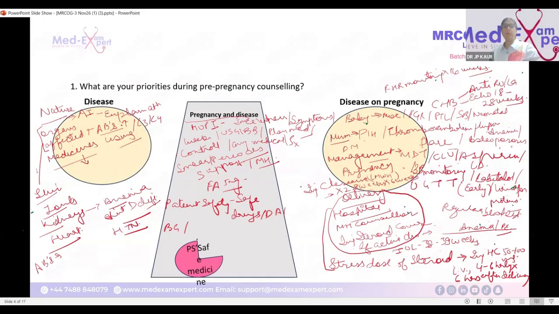If there is a relapse or the disease becomes active, induction of labor will be done between 38 to 39 weeks, okay? Otherwise, the patient may go into spontaneous labor. There is no indication of cesarean section because of SLE. It is only maternal or fetal indication, okay?